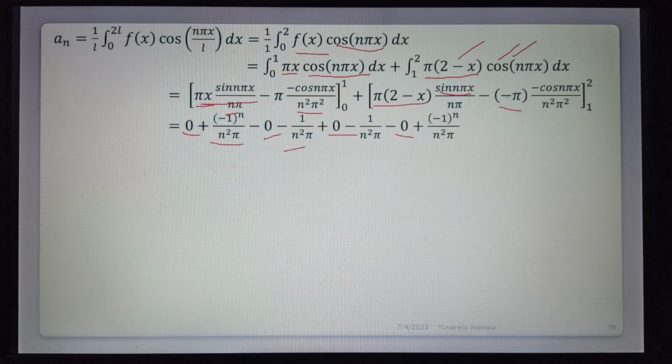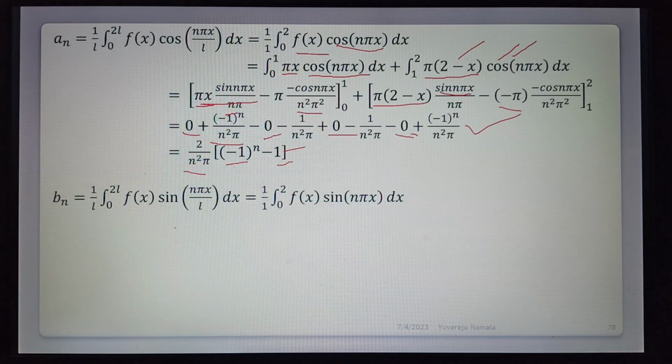Next, minus of minus is plus, into minus, into minus, plus. Cos n pi, that is (-1)^n. Cos n pi by n squared pi squared, and pi cancels, minus 1 power n by n squared pi. Now the simplification: all are repeated two times. So 2 by n squared pi into ((-1)^n minus 1). This is the a_n value.